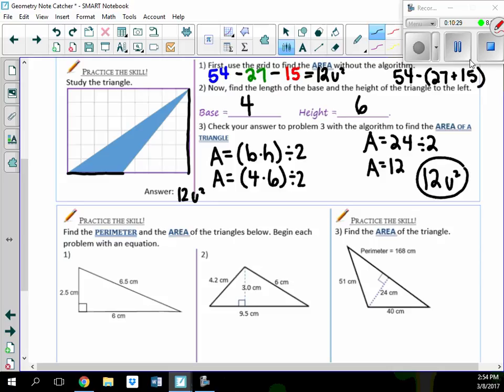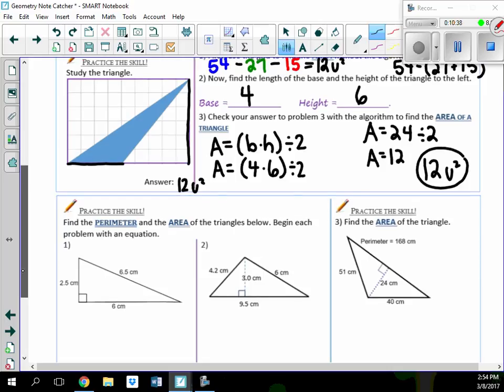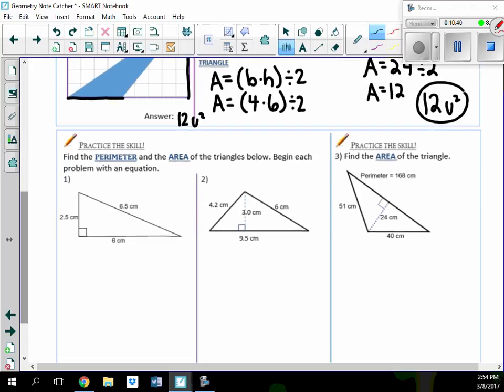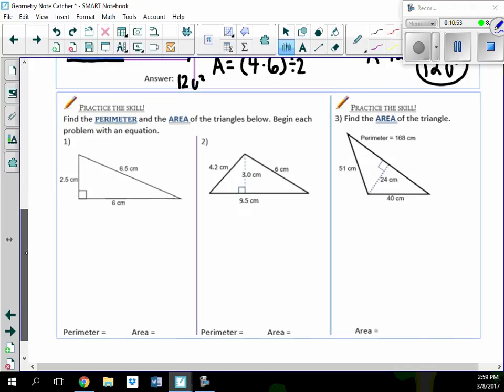So that formula that we came up with yesterday is going to work for any triangle, which is pretty awesome. The next thing I would like you guys to do is start tackling problem 1 and problem 2 and problem 3. And then we'll share our ideas. All right, Tatum, what would be our formula for the perimeter of number 1?